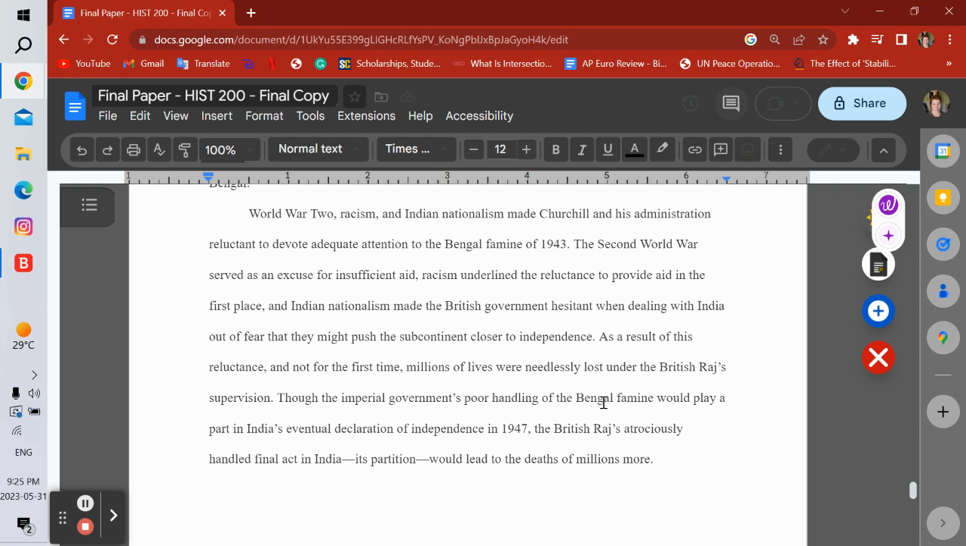The imperial government's poor handling of the Bengal famine played a part in India's eventual declaration of independence in 1947, and the British Raj's atrociously handled final act in India, its partition, led to the deaths of millions more.